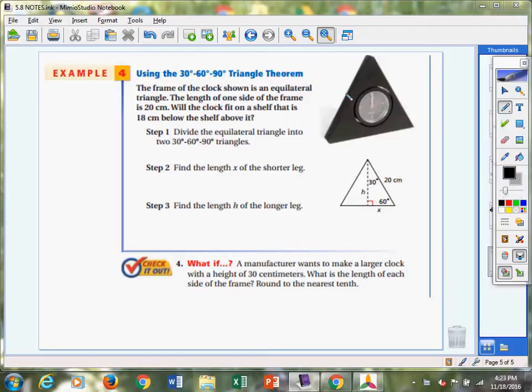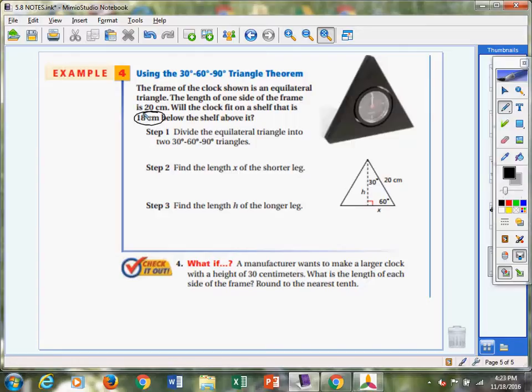So we're trying to figure out how tall this clock is and will it fit into a space of 18 centimeters? Okay, that's what we're trying to find out. Will it fit? That's the crucial part right there. So we need to find the height of this triangle.